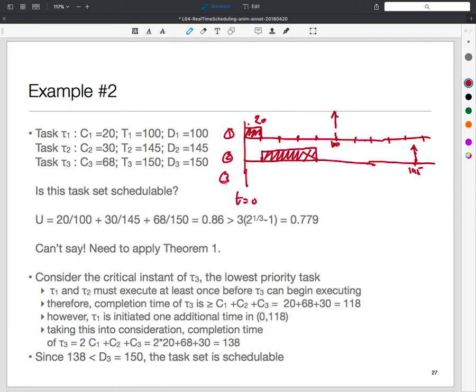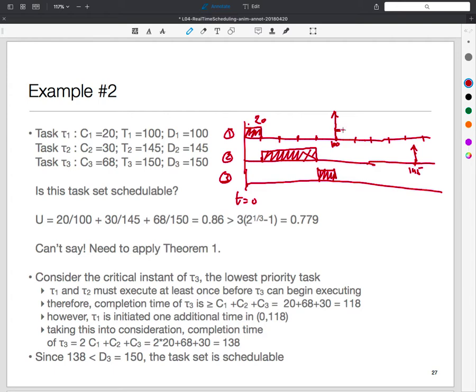What will happen to 3? Well, 3 needs 68 time units. So it will start to run out here. It will run until 100. And then at that point in time, a copy of task 1 arrives again. So the CPU will switch back to task 1. The OS will make sure of that.